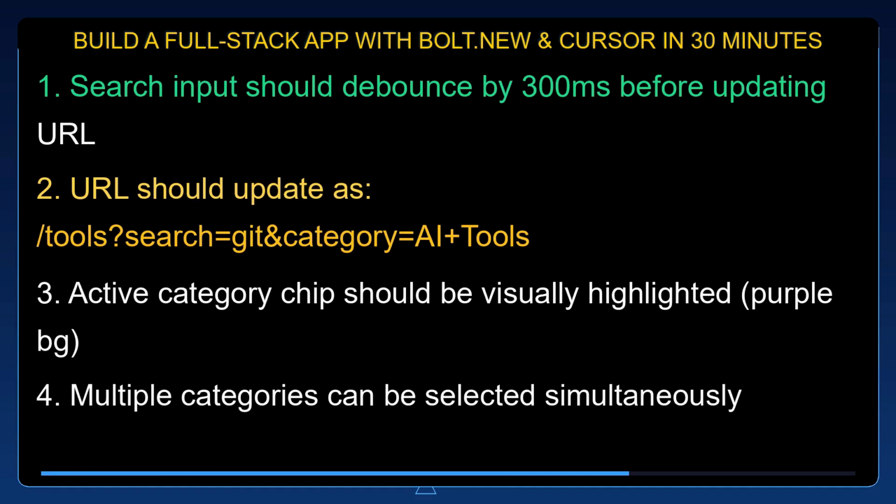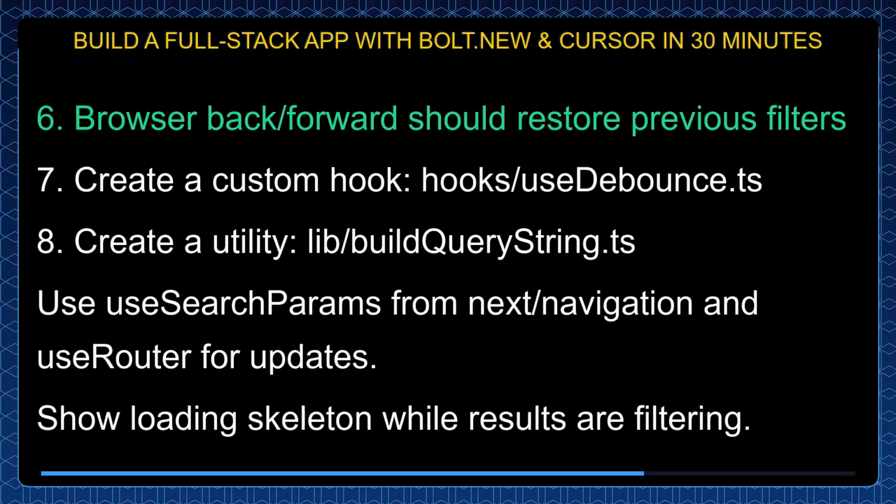3. Active category chip should be visually highlighted, purple background. 4. Multiple categories can be selected simultaneously. 5. Results should update instantly when URL params change. 6. Browser back/forward should restore previous filters. 7. Create a custom hook, hooks/useDebounce.ts. 8. Create a utility, lib/buildQueryString.ts. Use useSearchParams from next/navigation and useRouter for updates.